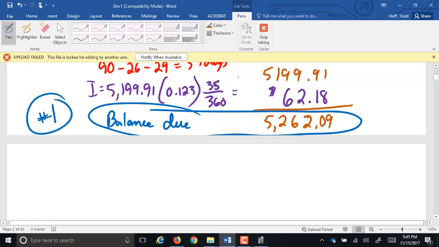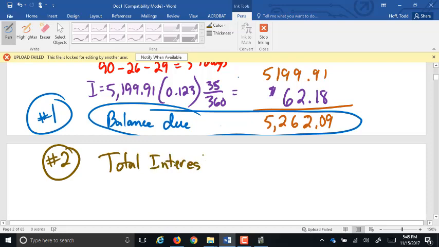Question number 2 is the total interest. You add up the 3 interests that we calculated, the $62.18 plus the others, and it gets $262.09, I believe.